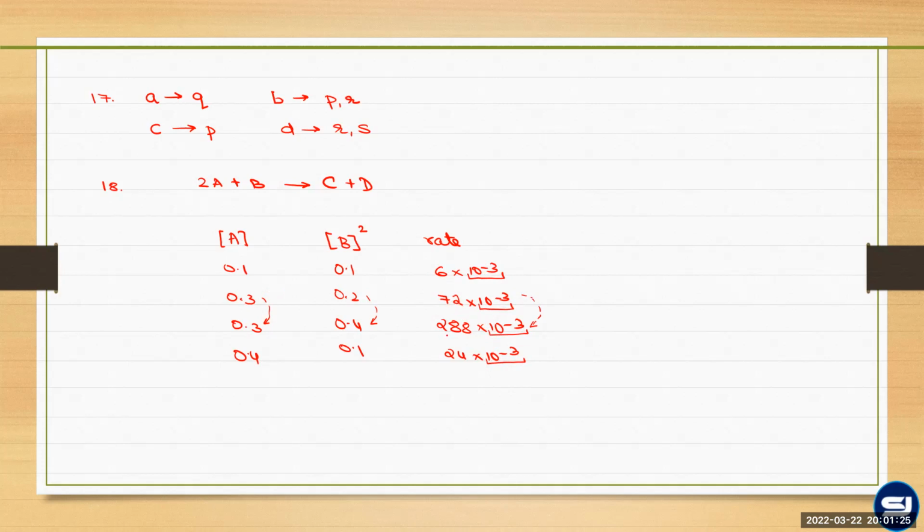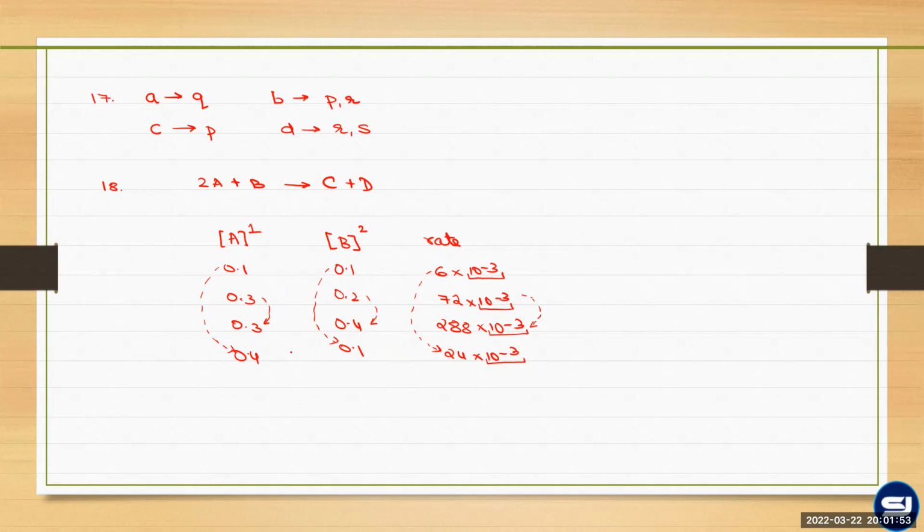Okay. So B was doubled, rate is getting quadrupled, so B is second order, raised to 2. Similarly, to find A, keep B constant, so take the first and fourth data. So keeping B constant, A is getting quadrupled, rate is getting quadrupled again. So A is following first order kinetics.